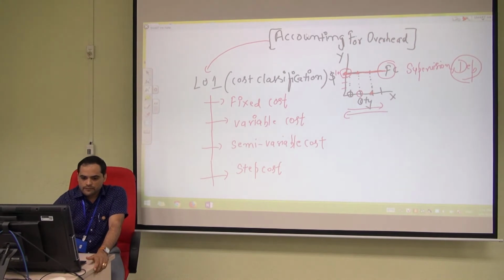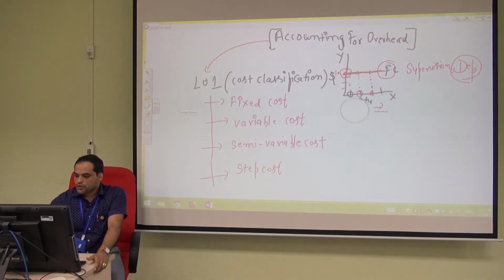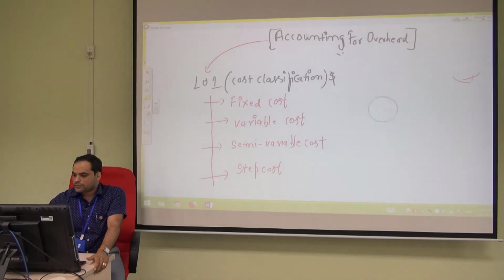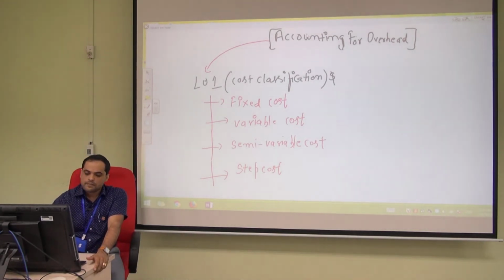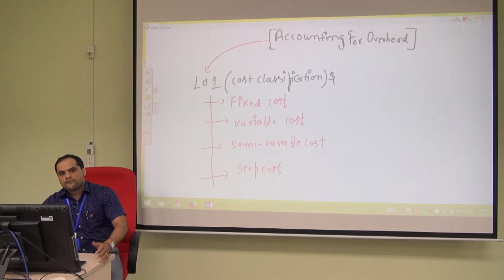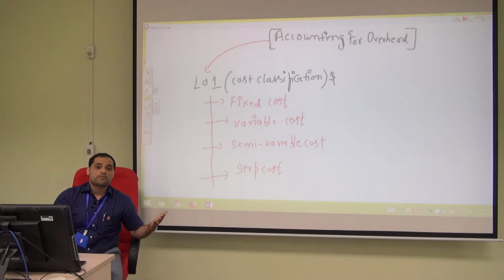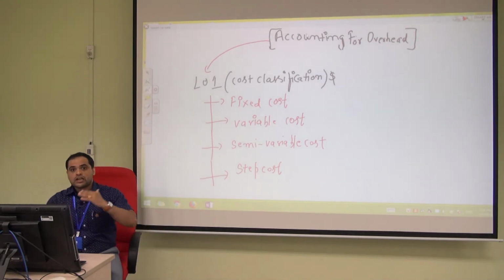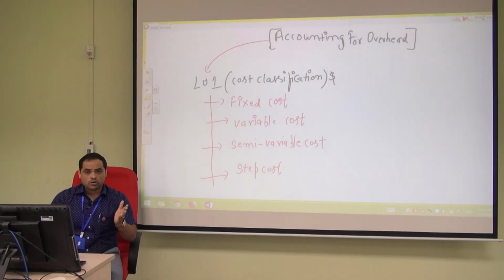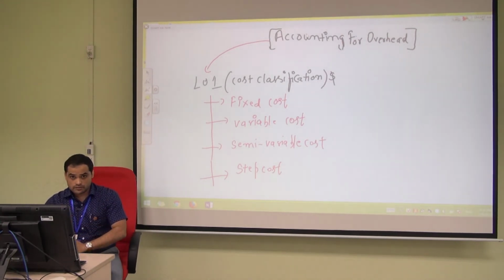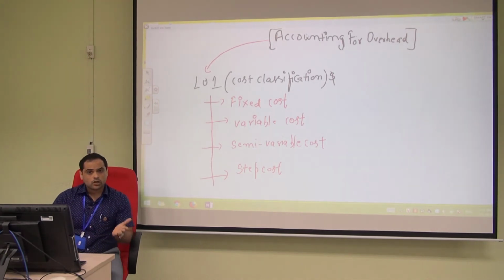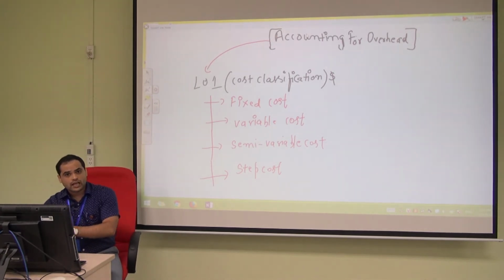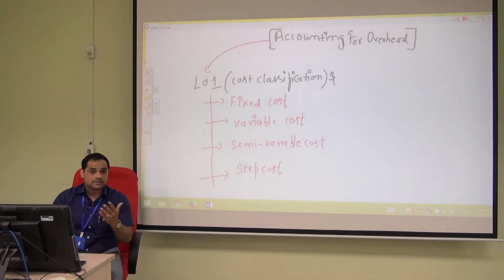Next one is a variable cost. Variable cost means when cost behaves as per the level of production. It means quantity increases, cost increases; quantity decreases, cost decreases. High production, high cost; low production, low cost; and no production, no cost. So that is the variable cost.